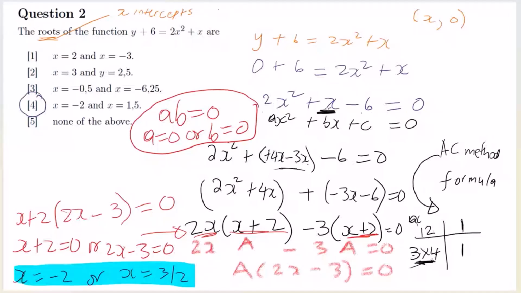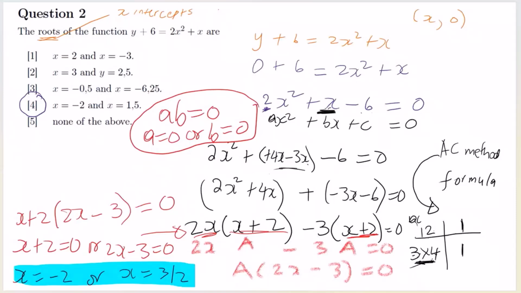The AC method is a method that you use when the coefficient of x squared is greater than 1. If this is greater than 1, you need to apply the AC method. That's what most people struggle with. And then you can also use the quadratic formula. So try and practice this method.